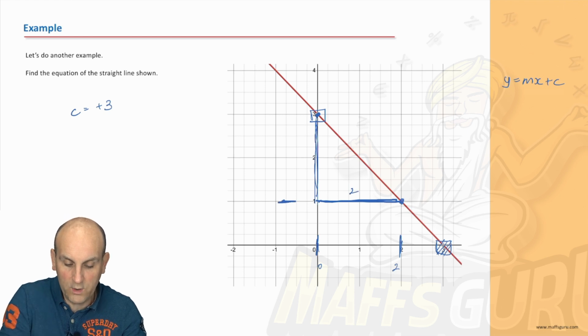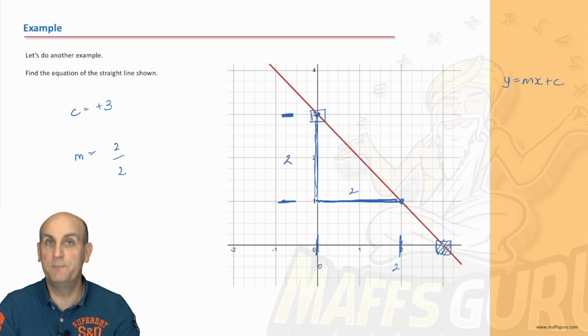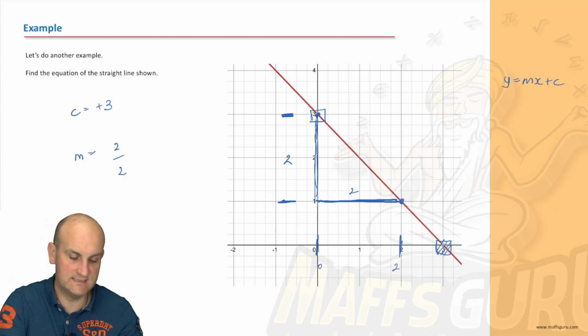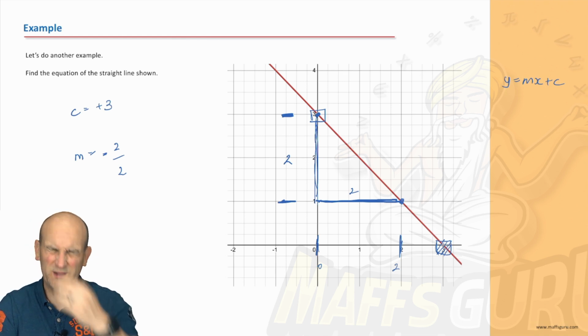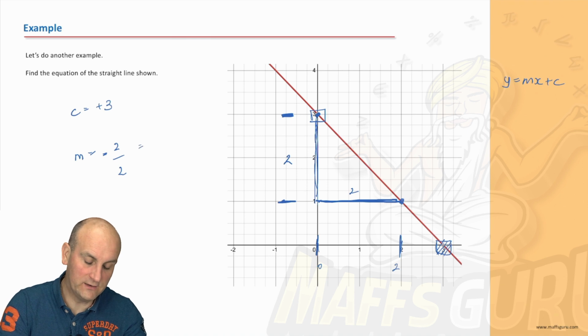And we've gone from 1 up to 3, which is also 2 squares. So my gradient is equal to rise, which is 2, divided by my run, which is 2. But is it a positive graph or a negative graph? It is negative, so I'm going to put a minus sign in front of there. Can we simplify 2 divided by 2? Well, yes, because any number divided by itself is in fact 1. So that becomes minus 1.